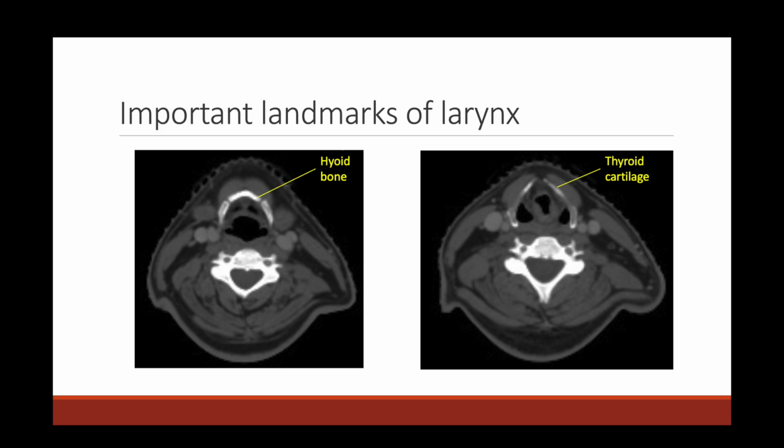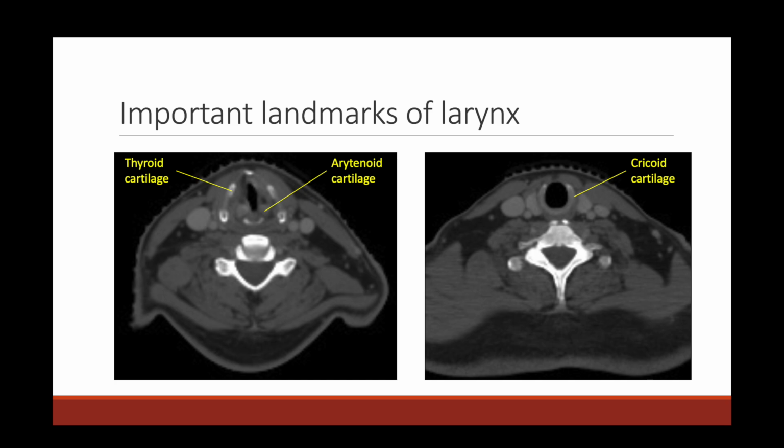You can also tell the difference between the thyroid cartilage and the hyoid bone because first of all, it's inferior to the hyoid bone. And second of all, the hyoid bone is more of a curved shape and the thyroid cartilage forms more of a pointed shape. And then on the outside of the thyroid cartilage, so anterior and lateral to it, you can often see the thyroid gland itself. So that is the hyoid bone and the thyroid cartilage.